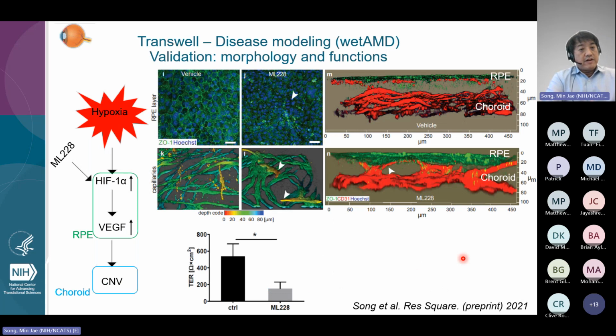And then we also modeled another AMD, which is the wet AMD model. During the development of wet AMD, hypoxia is the key initiator. So we treated with a HIF-1 alpha inducer only on the apical side of the RPE. By this treatment, we confirmed that there is excessive blood vessel growth toward the RPE, which mimics type 1 CNV. We also confirmed decreased barrier function with the HIF-1 alpha inducer.